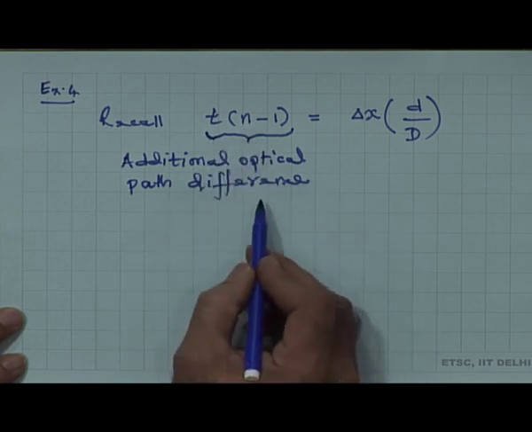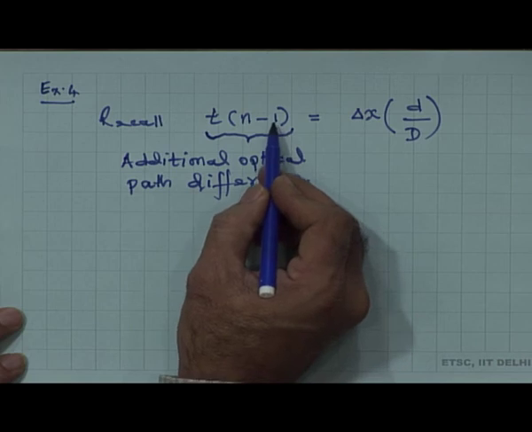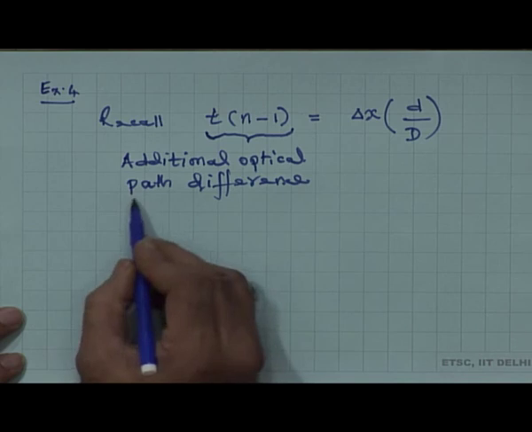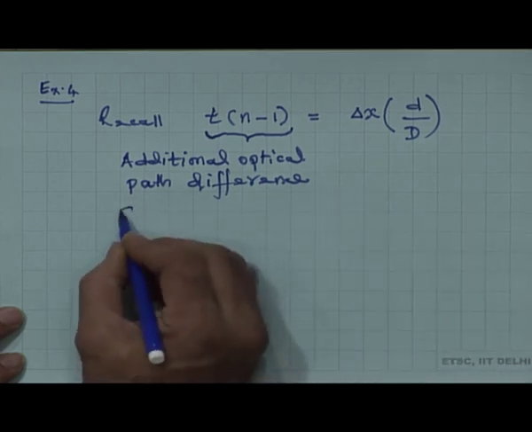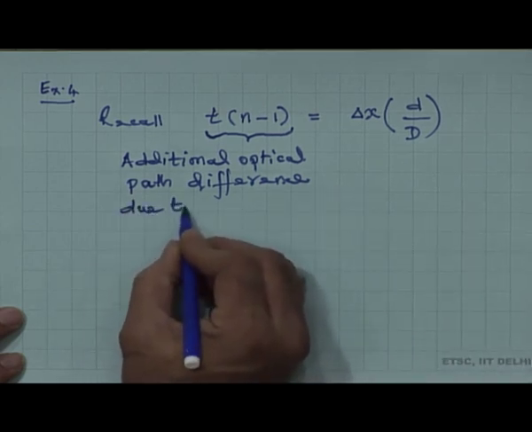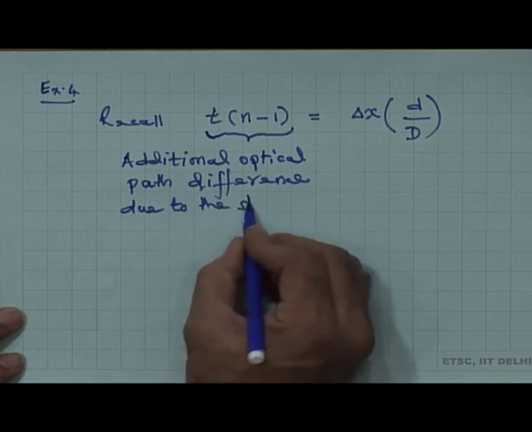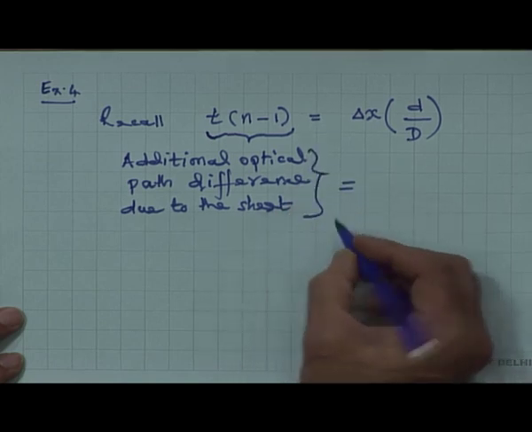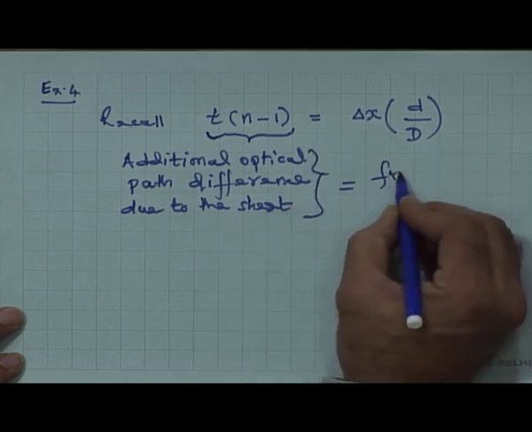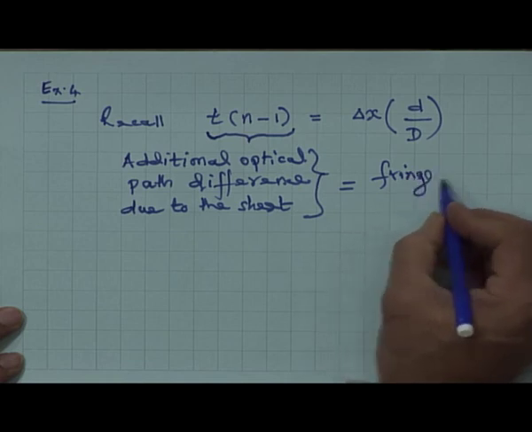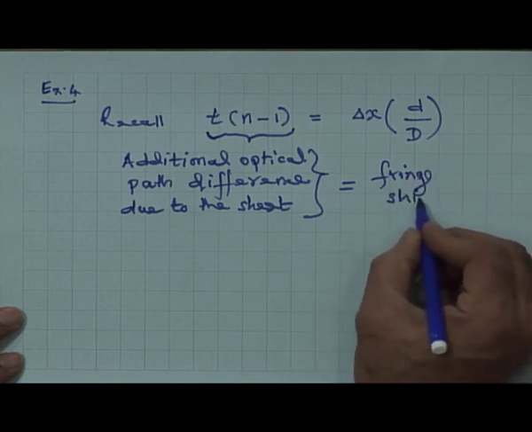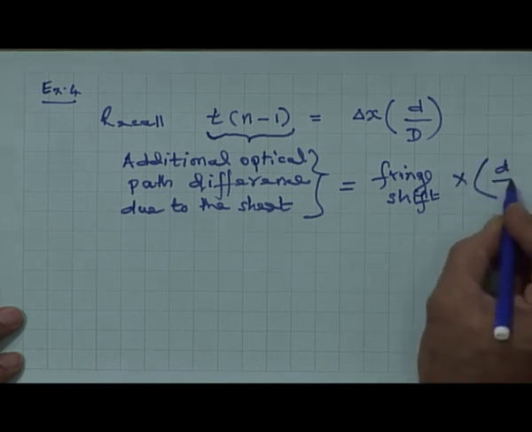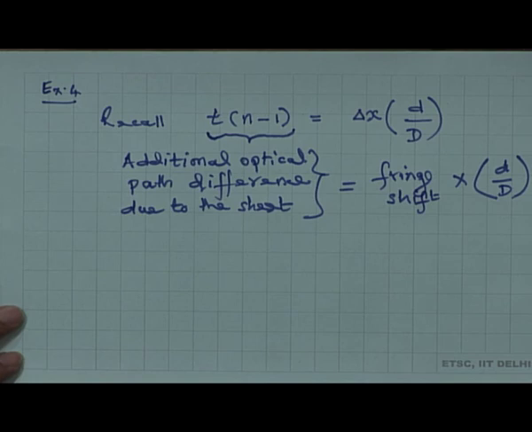Therefore, the additional path difference will be equal to T into n minus 1, where 1 is the refractive index of air, that is, if the film were not there. The path difference due to the sheet will be equal to the fringe shift into d by D. How did we get this?